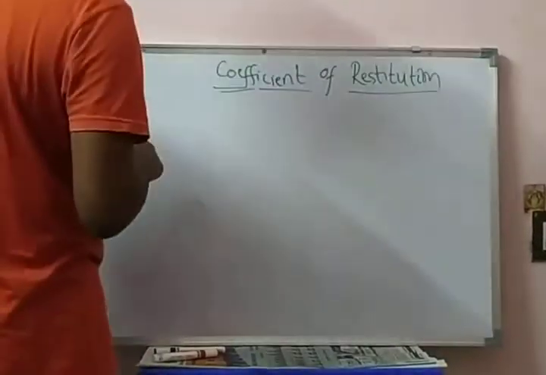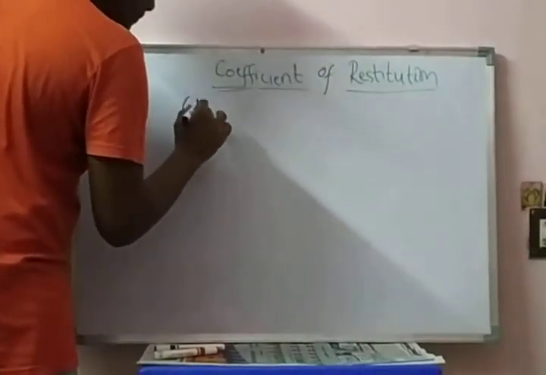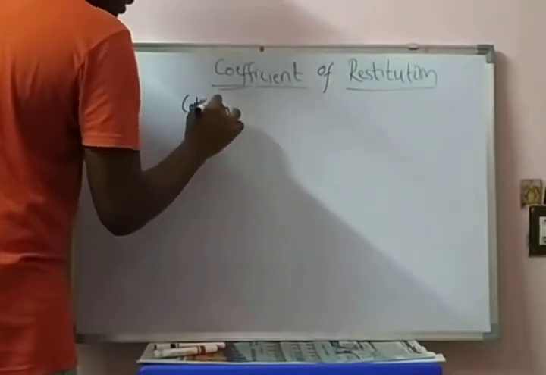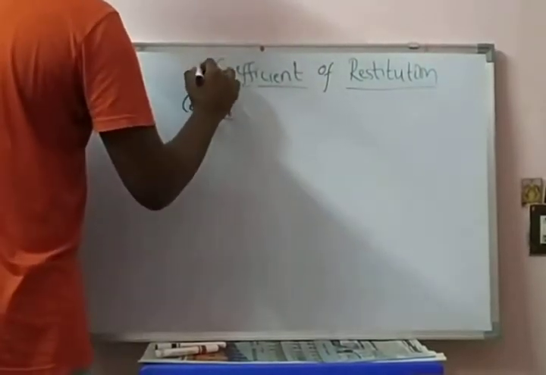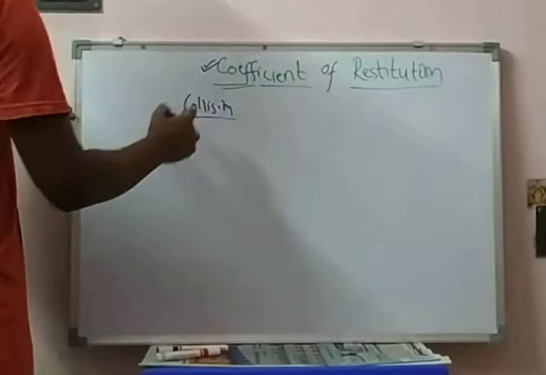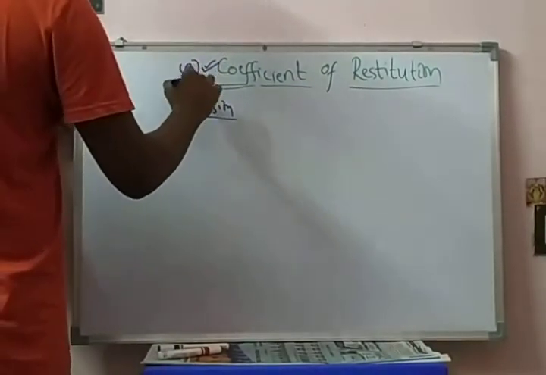Now so far we discussed the collisions. So in this video I am going to talk about the coefficient of restitution. Generally this is represented by the letter E.